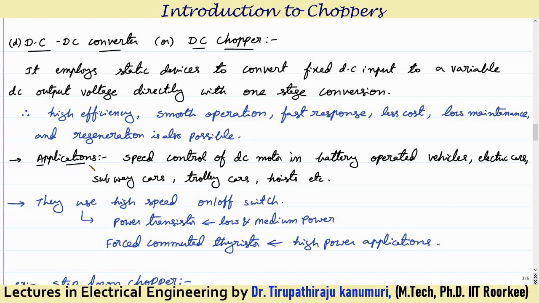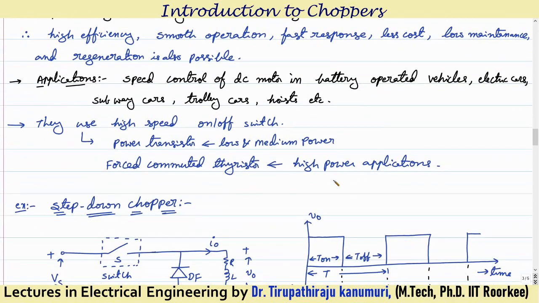So what are the applications of these DC-DC converters? These can be used for speed control of DC motors in battery operated vehicles, electric cars, subway cars, trolley cars, hoists, etc. For doing the switching operations, generally they use high speed on-off switches, because you have to turn on and turn off. We are going to discuss this entire thing in detail.